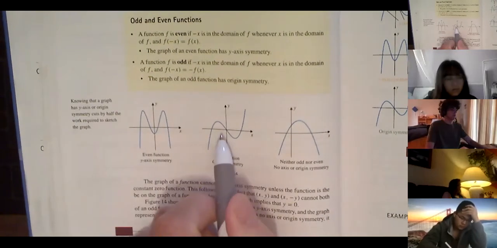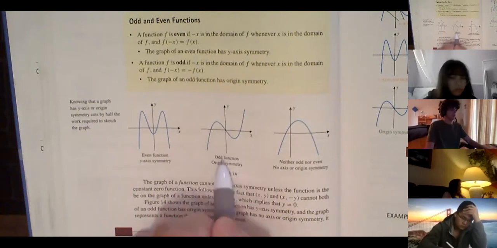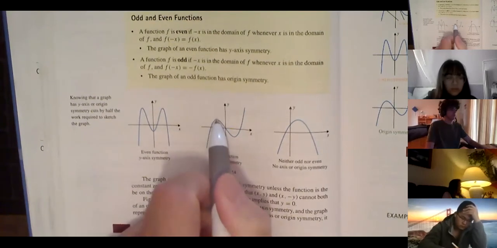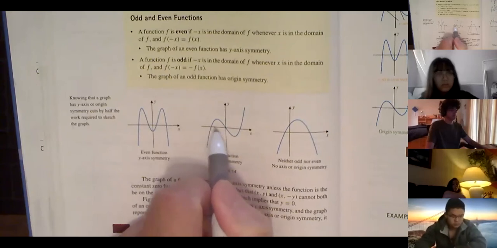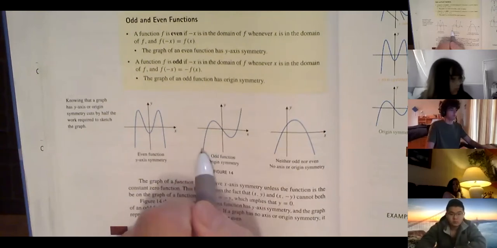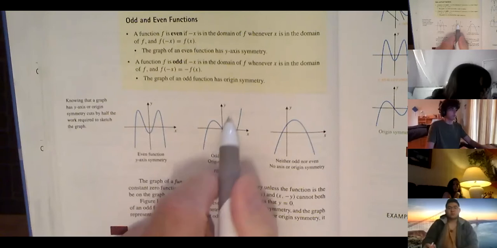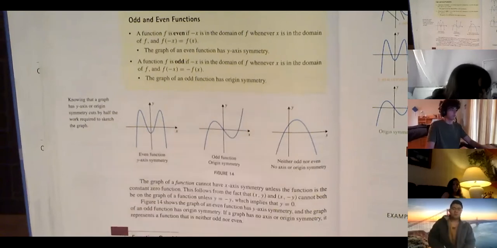Here's an example of an odd function. Okay, it has origin symmetry. So like this point, reflect across the origin comes here. This point here would reflect over to there. This point way over here, if you reflect across the origin, it would come over here, and so on.